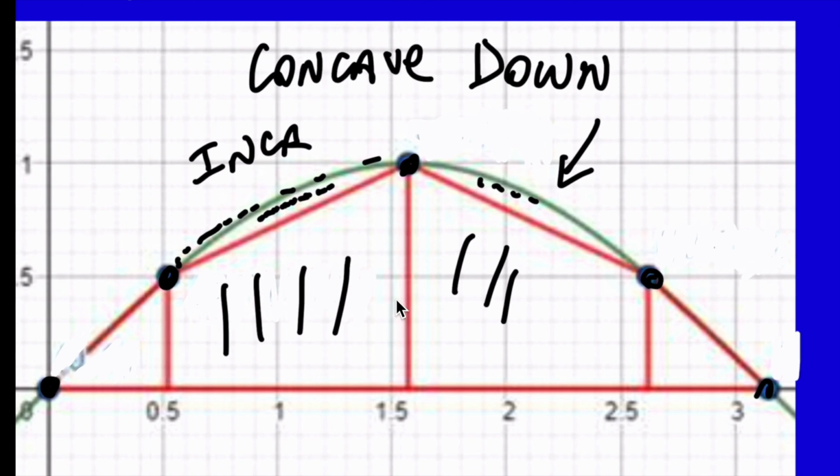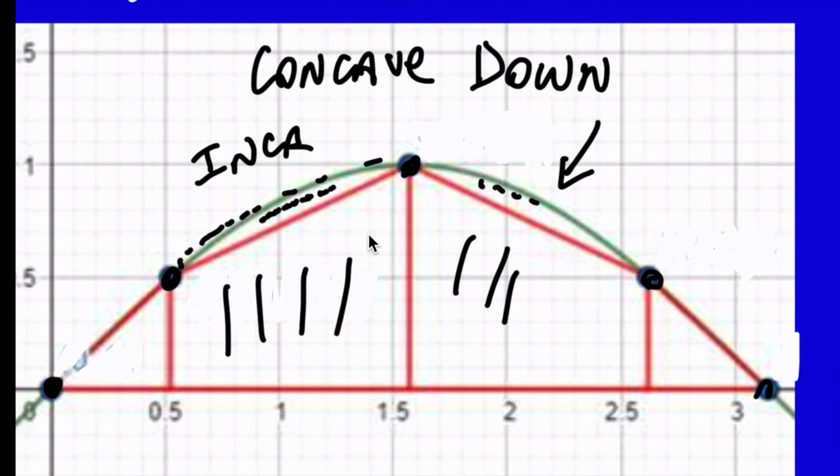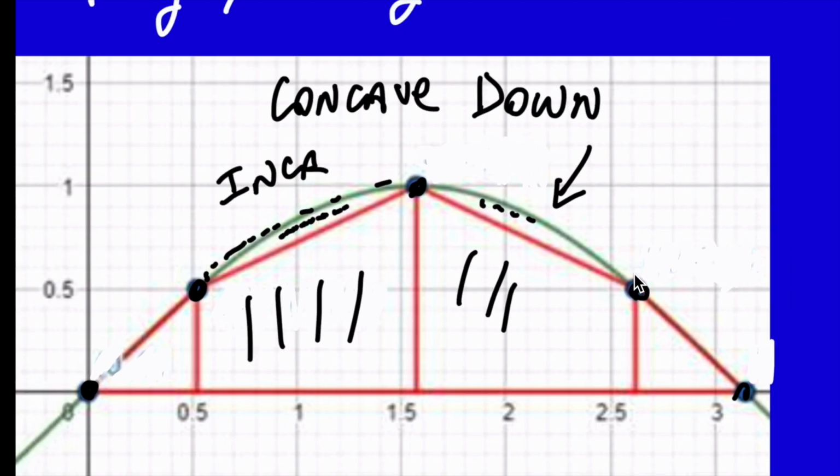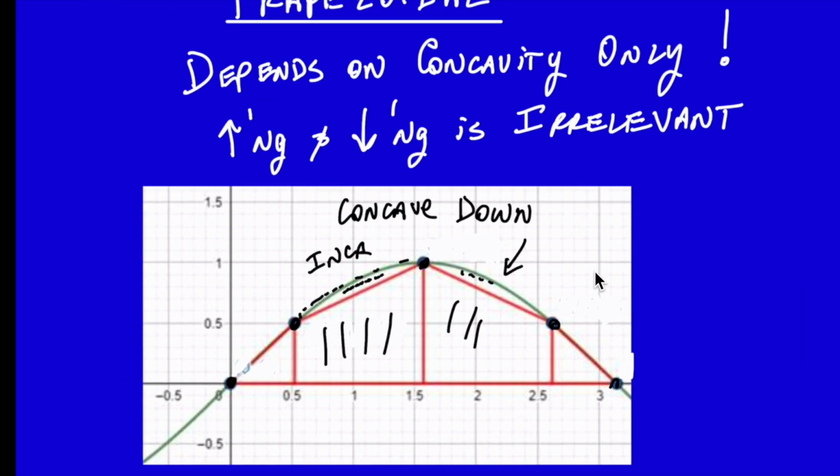So what did we learn? Concavity matters. If you have a concave down graph, the trapezoidal sum is going to be an underestimate. It doesn't matter whether the graph is increasing and concave down or decreasing and concave down. The result is going to be the same.